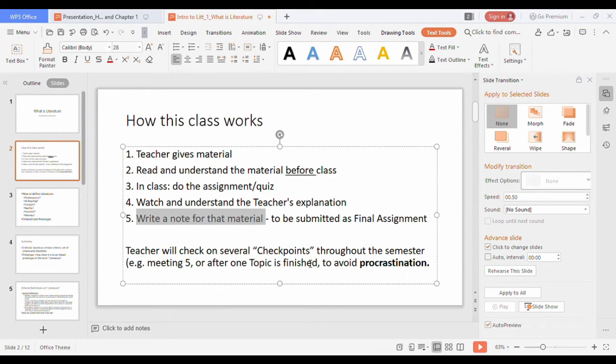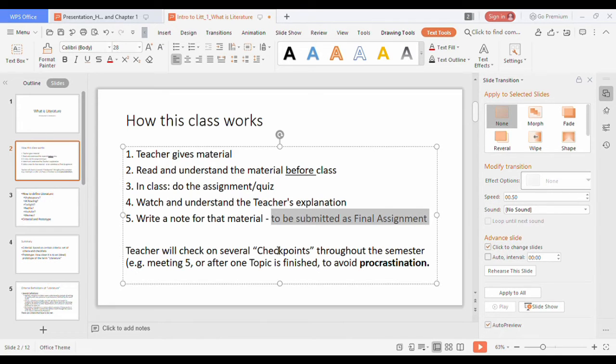Now, the next thing you do is that you have to write a note for that material. After watching my explanation, you write a summary or a note for that material. The ideal time to do that, the preferred time, will be directly after you watch the explanation, meaning if you can do it on the same day, then do it. Because your entire notes and summary will be submitted as a final assignment. If you remember in the course profile, I say that you have to submit a summary of the whole material of the class as a final assignment.